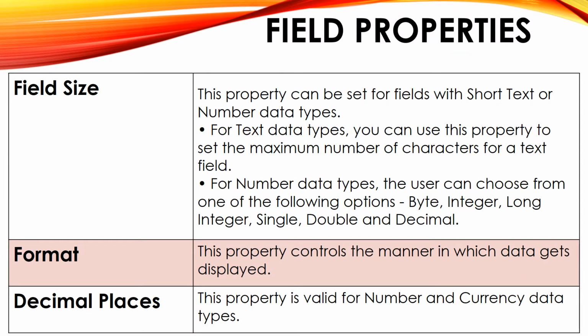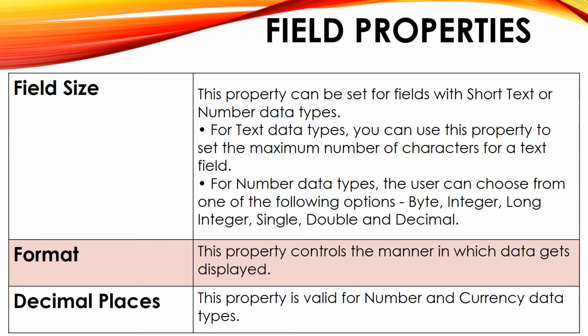Field properties. After we have decided on the data type of the table, we can set field properties. The field properties let us have more control on data that can be entered in a particular field. Some of the field properties are listed in the table. First is field size. This property can be set for fields with short text or number data types.